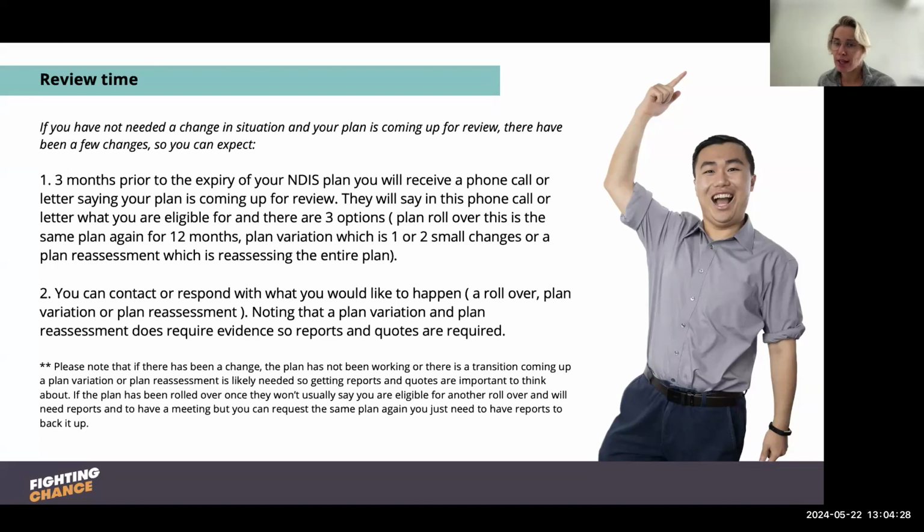You're going to have a meeting. But if you're eligible for a plan rollover and you want one, then take it. You can contact them or respond with what you'd like to happen. If you don't say anything, they'll just make the decision, so they'll just roll over the plan. So if that's the case but you don't want to roll over, you need to call them and tell them you don't want to roll over and you want a plan reassessment, or you want a meeting to discuss some small changes.